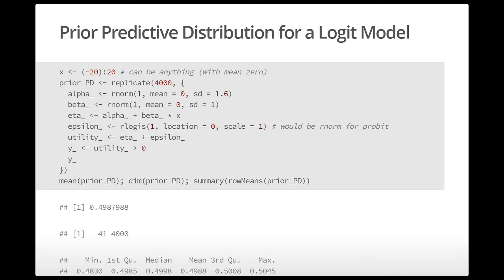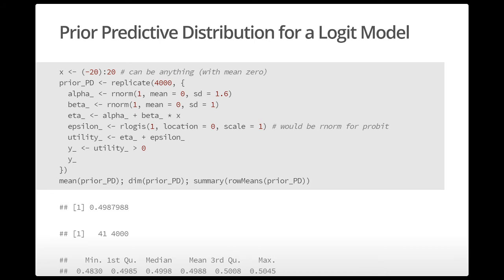So this is what makes it a logit model as opposed to a probit model. If we want to do a probit model, this would be drawing the error term from a standard normal distribution, or we could use Cauchy or whatever. But here we're using logistic, which is similar to the standard normal, but it has somewhat heavier tails. And so we have eta, which is our linear predictor. We have epsilon, which is this error term.